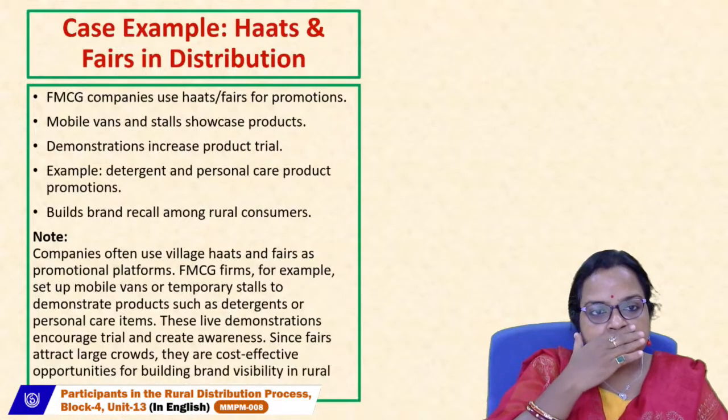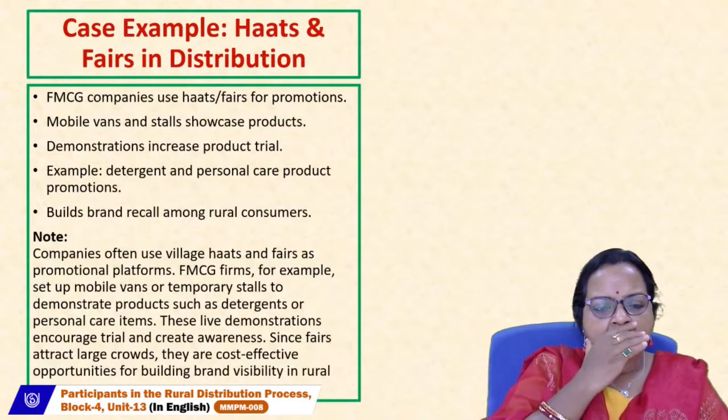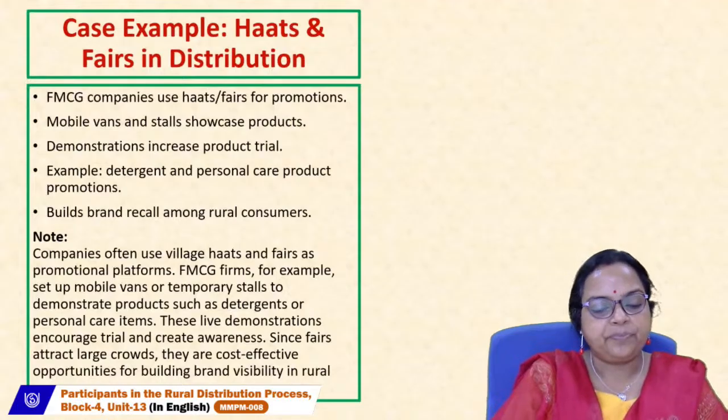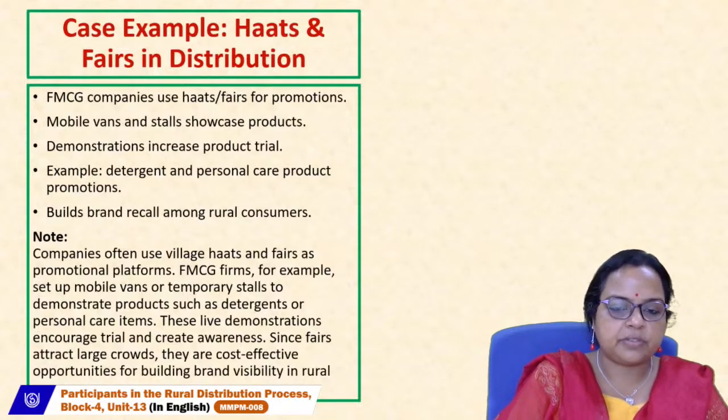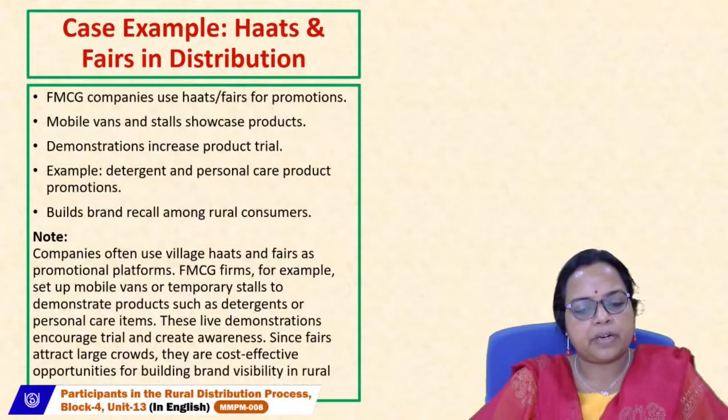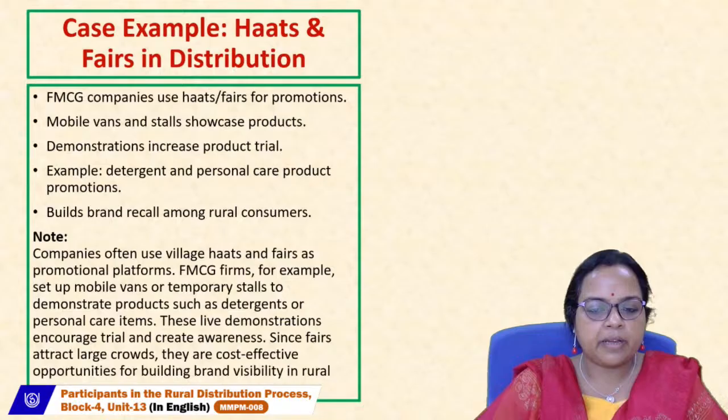There is an example in your study material. Companies often use village haats and fairs as promotional platforms. FMCG firms, for example, set up mobile vans or temporary stalls to demonstrate products like detergent and personal care items. So companies can take advantage of the importance of village haats. They can demonstrate their product through them, and they can help the customer to use their product in a sachet format or in a small-scale format.